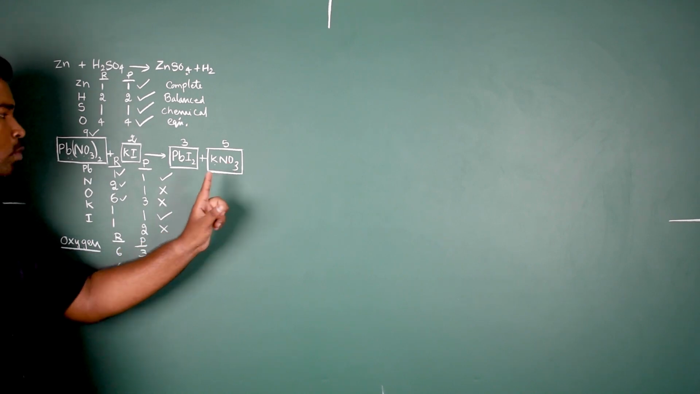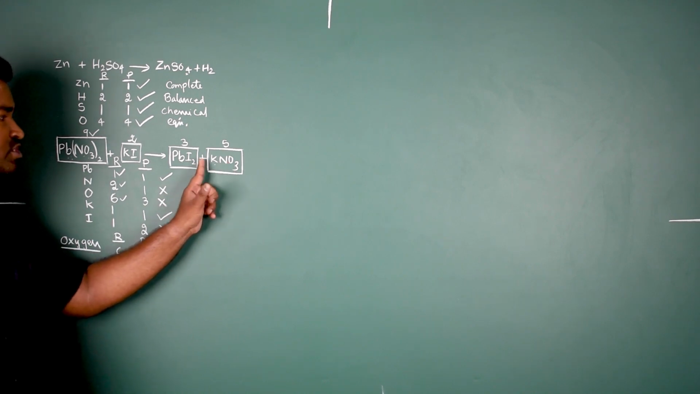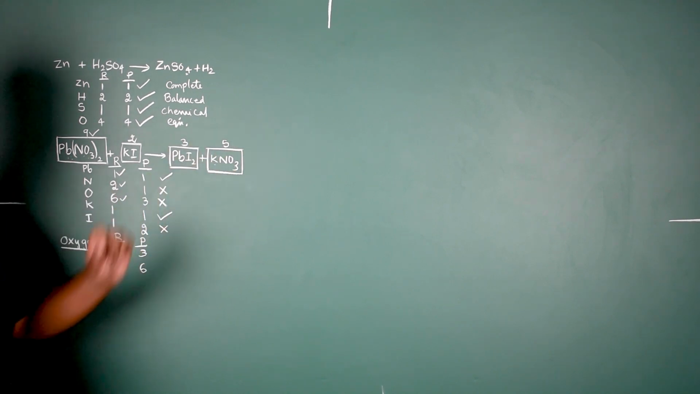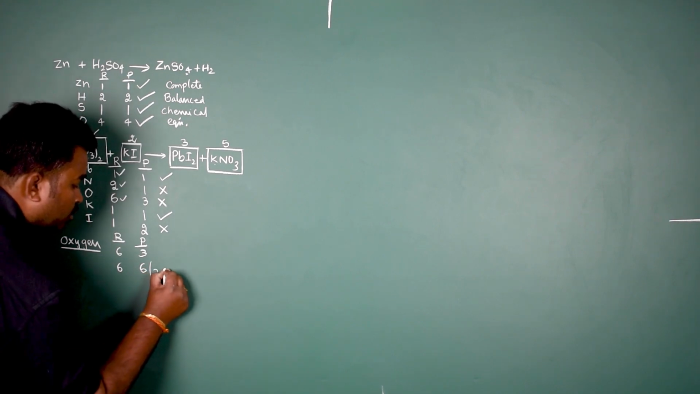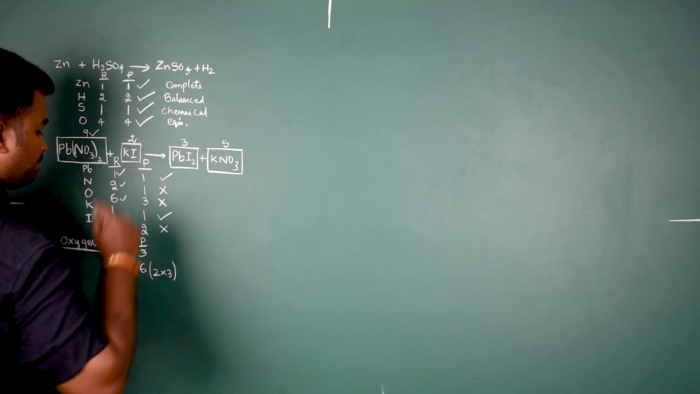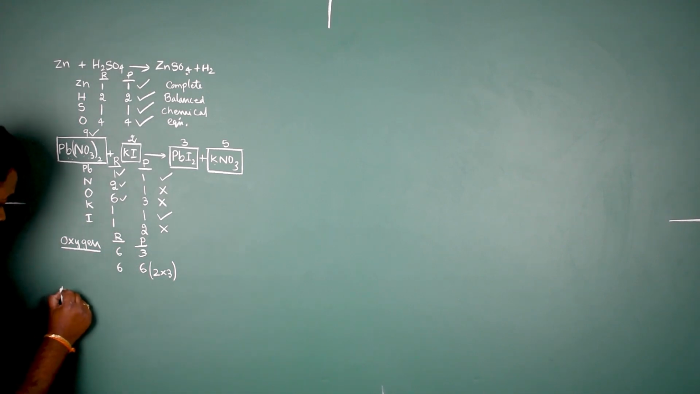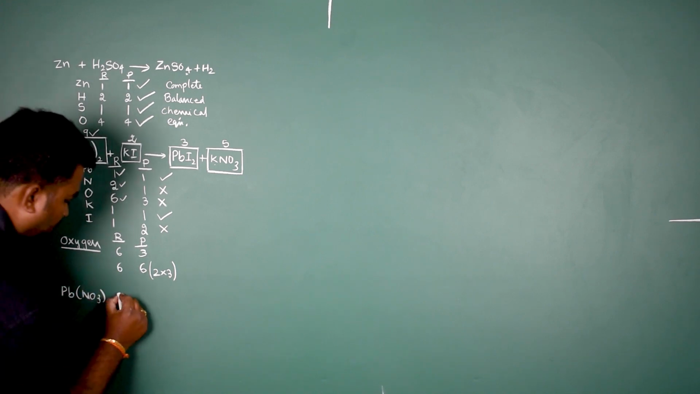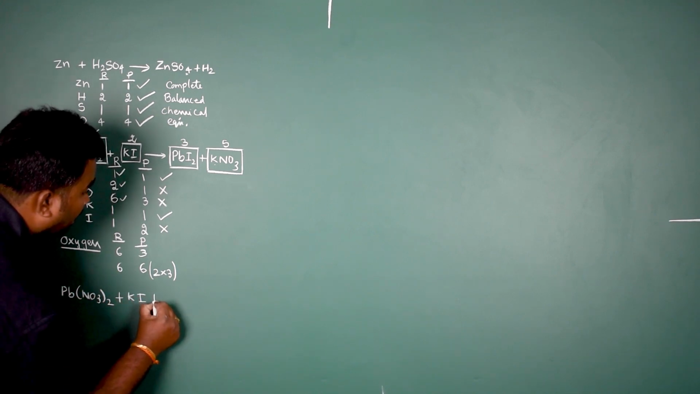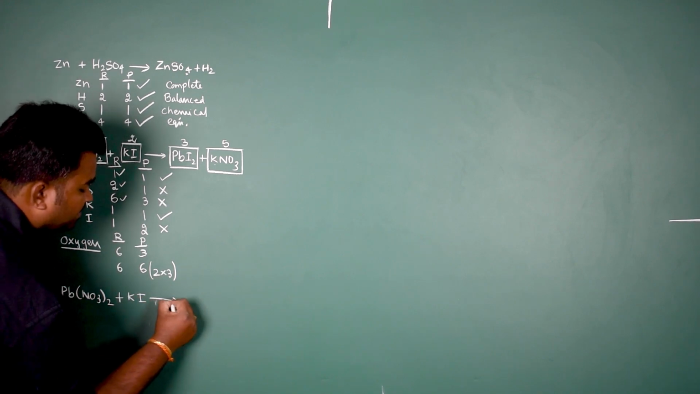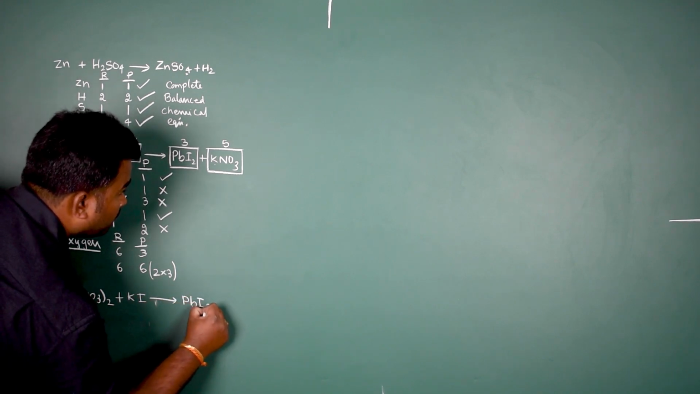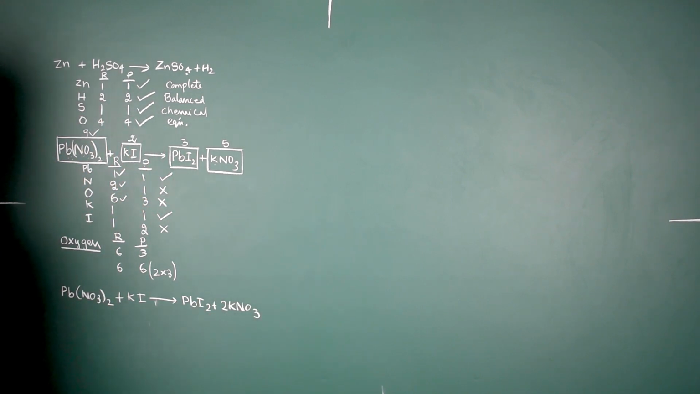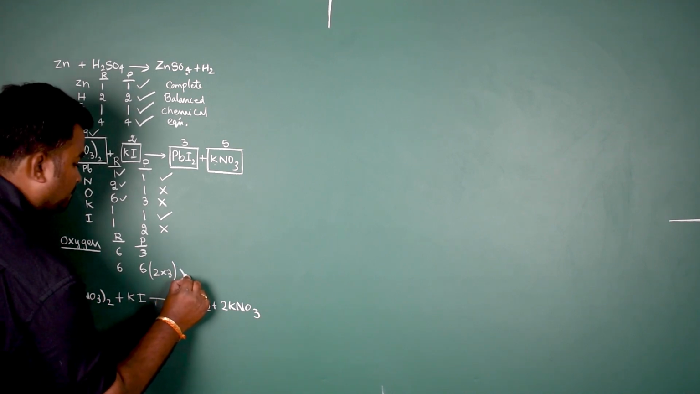Already I have 3. The only thing I can manipulate is the stoichiometric coefficient, which is already 1 here. If I make it 2 into 3, then it becomes 6 oxygens. So I make 2 into 3 oxygens which are already present. My new equation will become Pb(NO3)2 plus KI, which gives rise to PbI2 plus 2KNO3. Correct? So now oxygens are balanced.